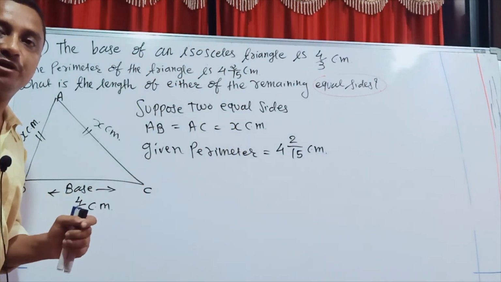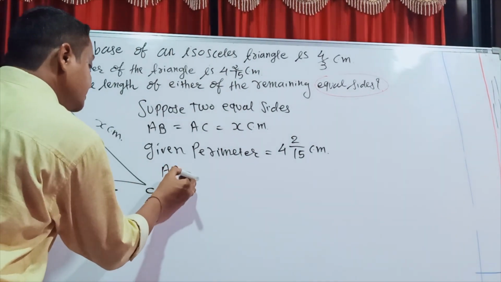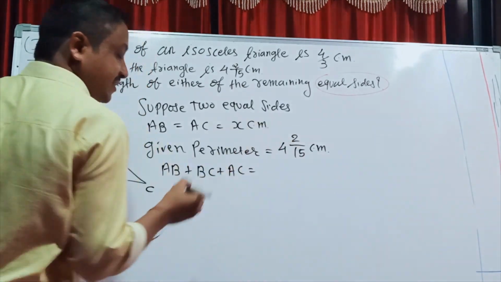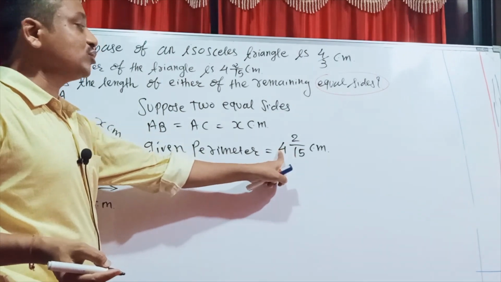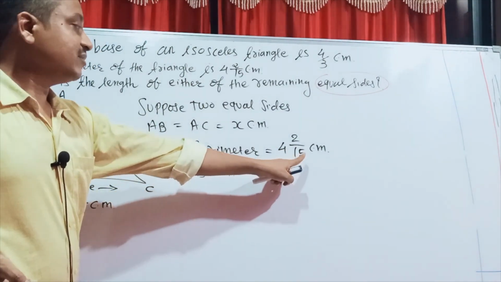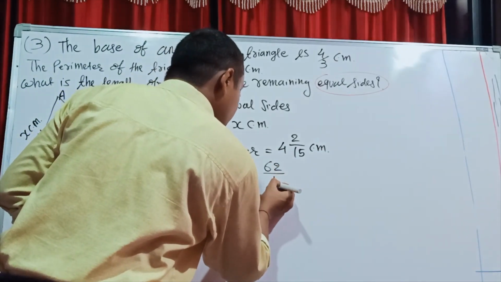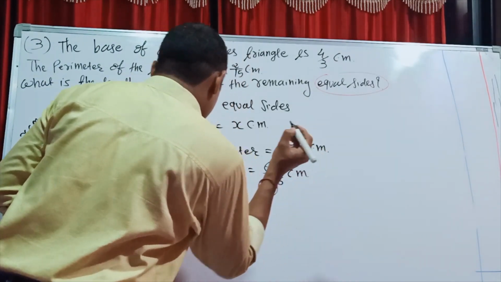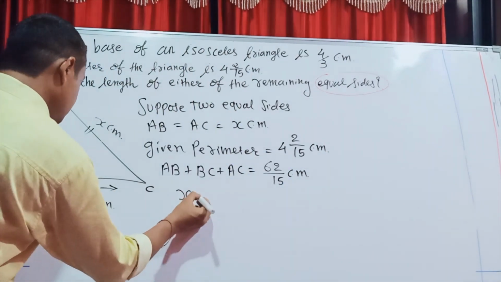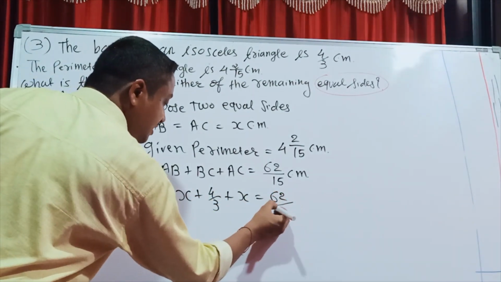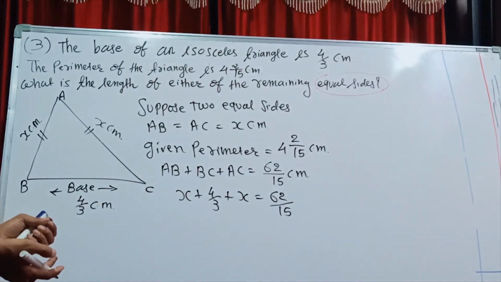You know students, what is the meaning of perimeter? Sum of all sides: AB plus BC plus AC. And here 15 4s are how much? 15 4s are 60. 60 plus 2, 62 by 15 centimeter. Now AB is x, BC is 4 by 3, and AC is also x, and the sum is 62 by 15.